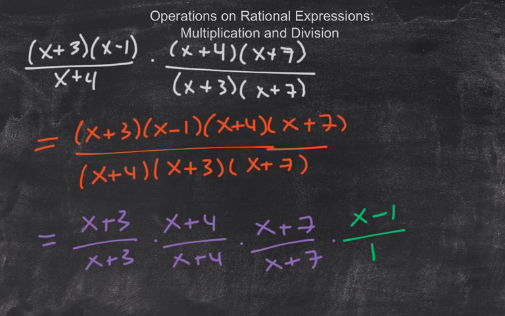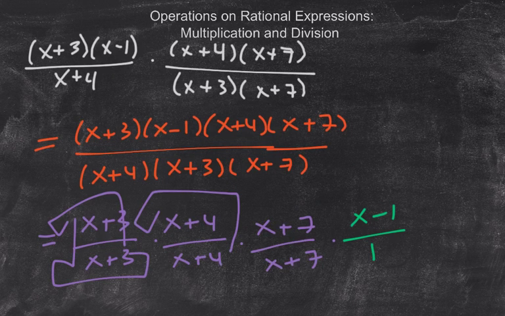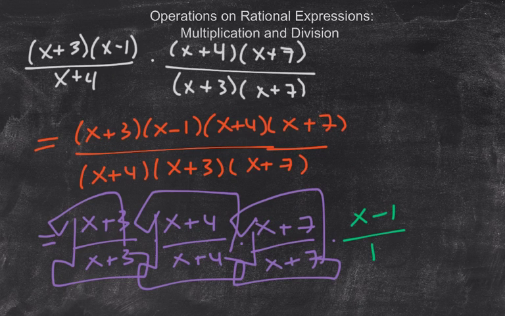So all of these terms, all these purple terms are giant ones, and we know that multiplying by a value of 1 doesn't change the value of the expression. And so our final simplified expression here is just x minus 1. Remember that we have some excluded values. So there are some values that make the original expression undefined that may or may not make the new expression undefined.